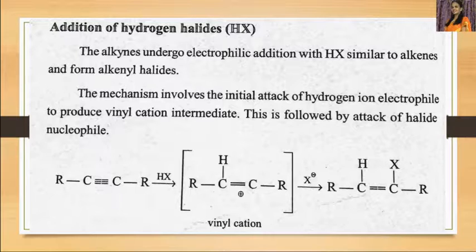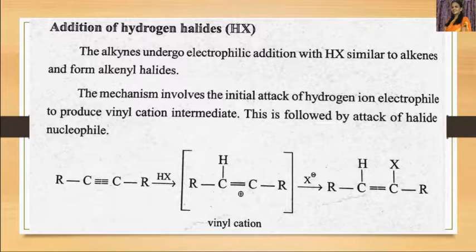This vinyl cation, if this and this are H, then we should say vinyl cation. Okay, vinyl carbonium. So this vinyl carbonium ion now combines with the X minus, which is present in the reagent, so finally here X gets added. Then we will get finally alkenyl halide. Alkene double bond is there. That's what it is called, alkenyl. Okay, alkenyl halide is the product produced in this reaction.